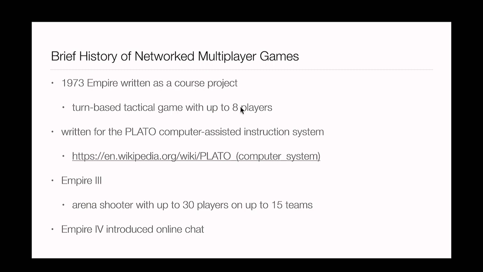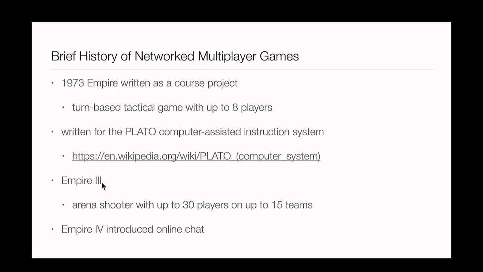So Empire, that was just basically a course project. Empire 3 actually made it, well, there's an Empire 2, which was written and quickly discarded. Empire 3 actually made it out into the real world. And so it ended up being played on these Plato systems. So these Plato systems, I don't know how many there were across the world. Dozens or hundreds of Plato systems installed around the world, I think.